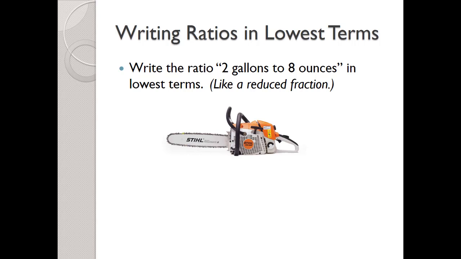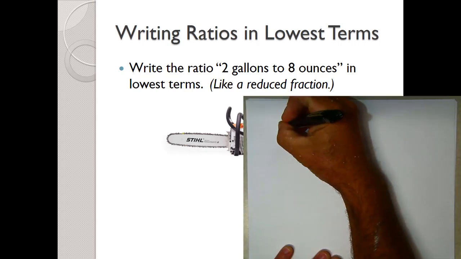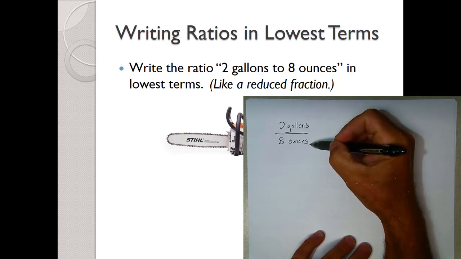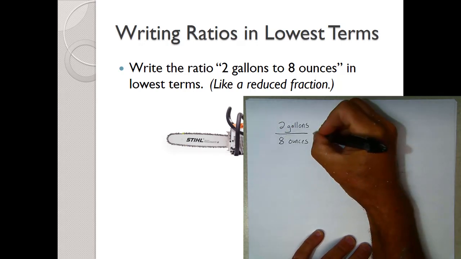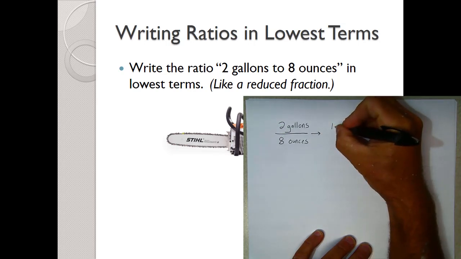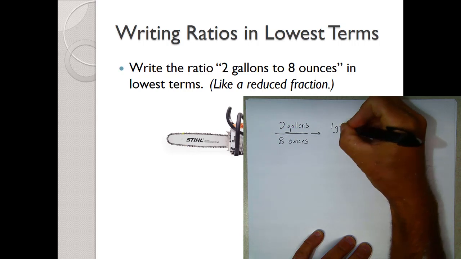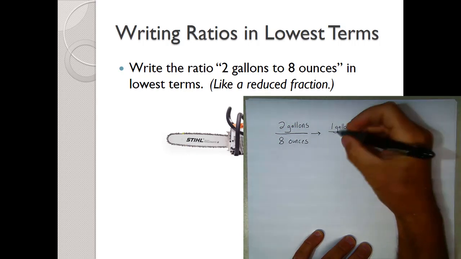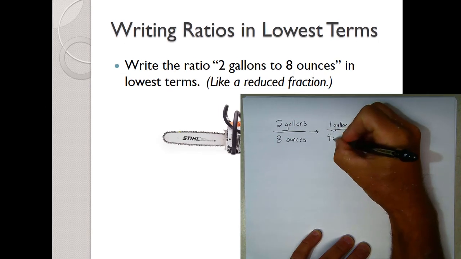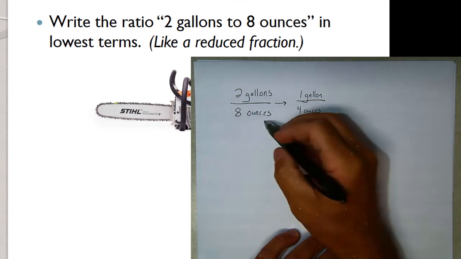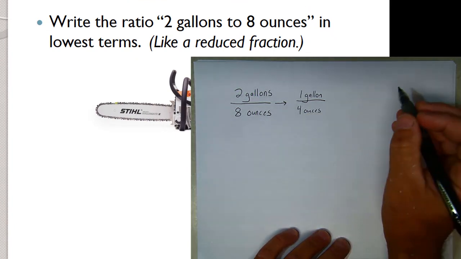Let's write the ratio 2 gallons to 8 ounces in lowest terms. What we want to do is start by writing our ratio 2 gallons to 8 ounces as a fraction. Now, can you reduce that fraction? You bet you can. You can divide top and bottom by 2, and you can write that in reduced form as 1 gallon over 4 ounces. If you're only going to mix 1 gallon of gasoline, then of course you'd only need 4 ounces of two-cycle oil.